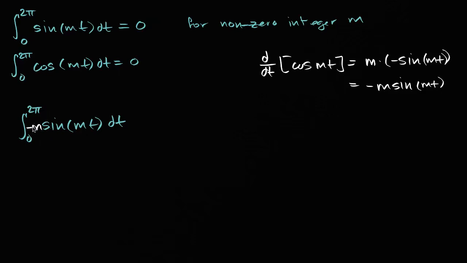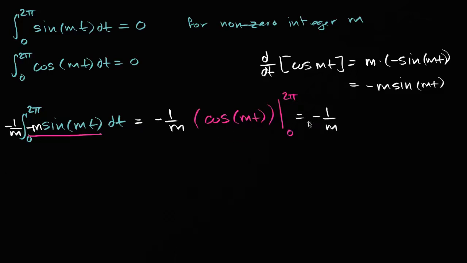But I can't just put a negative m there, because that would change the value of the expression. But I could also multiply by negative 1 over m. Now these two, if we take the product, are going to cancel out and we're going to get our original expression. But this is useful because now we can say this is equal to negative 1 over m times the antiderivative of this business right over here, which we know is cosine mt, evaluated at 2 pi and 0.